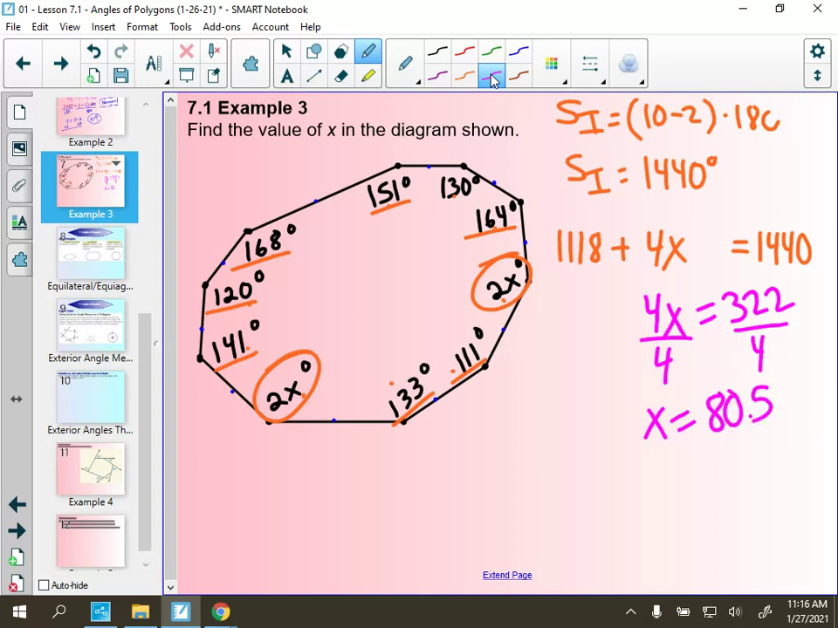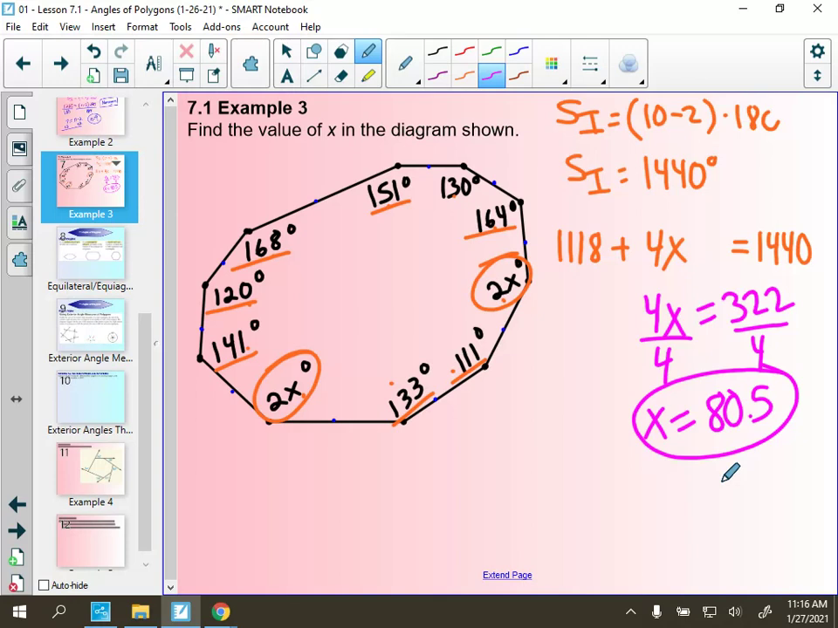Now, that's not degrees. That's what x is equal to. We could plug it back in and figure out what each of those angle measures are. But yeah, one other instance of putting it all together: I find the sum, using some of those algebra skills, making sure we don't miss anything, and add them all up.